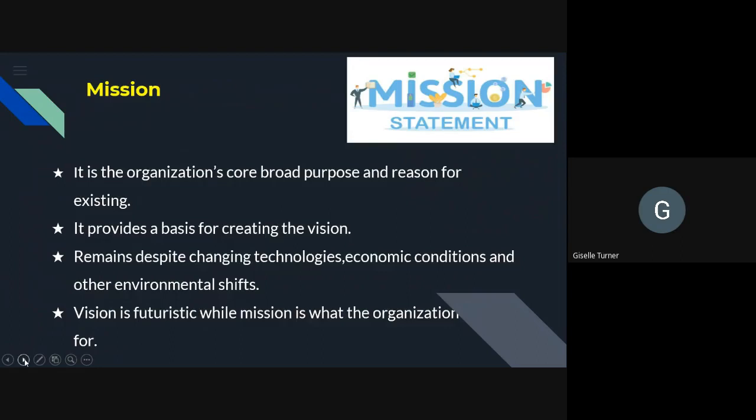So, mission. Mission is the organization's core broad purpose and the reason for existing. It provides a basis for creating the vision, and it will remain despite changing technologies, economic conditions, and other environmental shifts. For instance, 5 years ago, none of us would have envisioned the future that we are seeing now. A mask is actually a norm, and we no longer can congregate, we have to social distance. Vision is futuristic, while mission is what the organization stands for. Next slide.